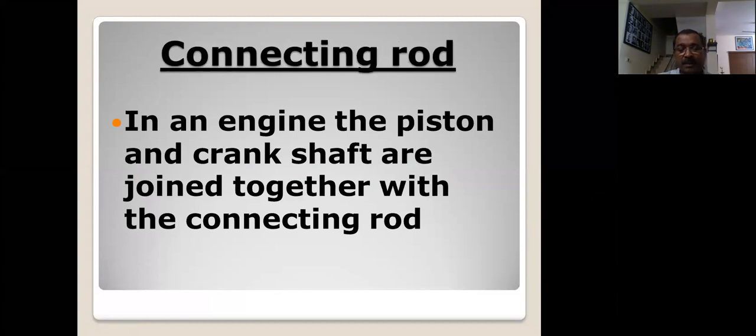Right now we are concentrating on the crankshaft and the piston. You have a piston which is making a to and fro motion, and you have a mechanical design which could convert the to and fro motion into a rotary motion. We need a connection between these two things, so we use a part called the connecting rod to join the piston and the crankshaft.